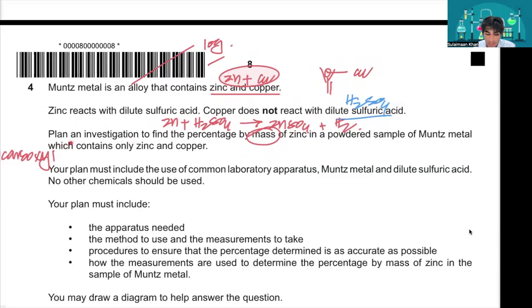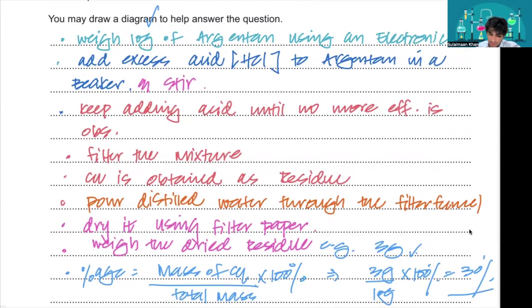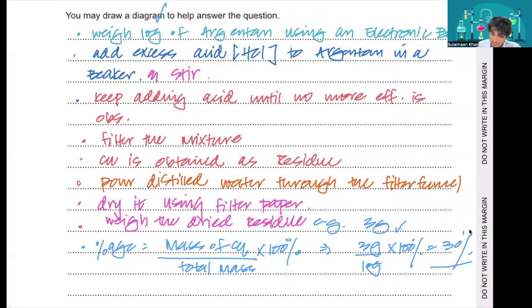But look at the question. Plan an investigation to find the percentage by mass of zinc. Now, what am I going to do? I don't need copper. I need zinc. But it's a very easy question, because I'll do the same exact experiment. Let's suppose I get 3 grams of copper at the end. How do I know how much zinc was present? 10 minus 3, you got 7 grams of zinc. It's so simple, so logical. Total mass minus the mass of copper. So I literally just copy it from above and change the words to save time.